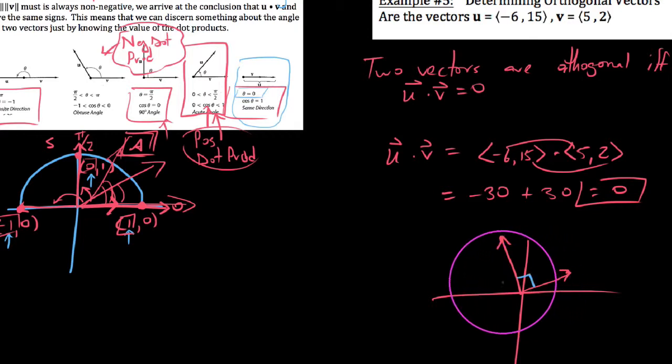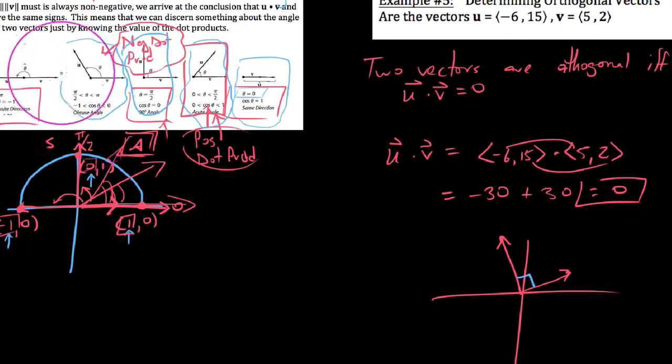Basically, if the dot product of two vectors is 0, they are orthogonal. That's what we get from this video. Also, if the dot product between two vectors is positive, they have an acute angle between them, and if it's negative, then they have an obtuse angle between them.